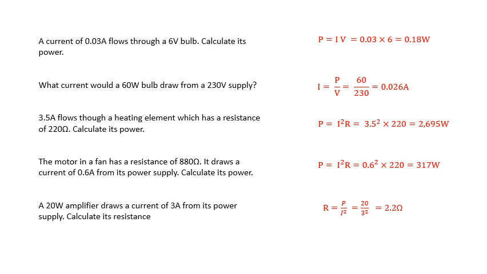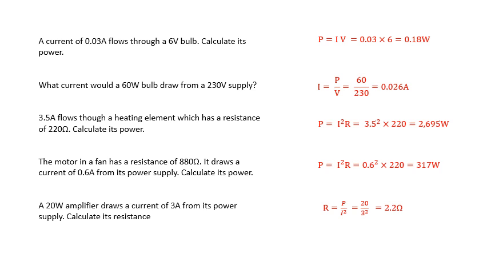Okay, first one pretty straightforward. You're told the current and the voltage, so P equals IV. The second one, you're told the power and the voltage, and we want to work out the current, so I equals P over V. The next one, we're told the current and the resistance, so I would say P equals I squared R. The next one, we're told the resistance and the current, so again, P equals I squared R.